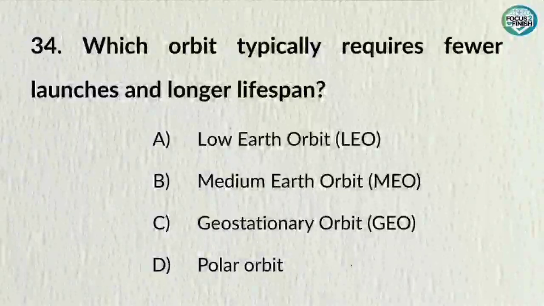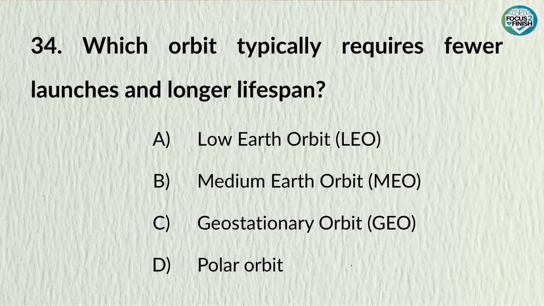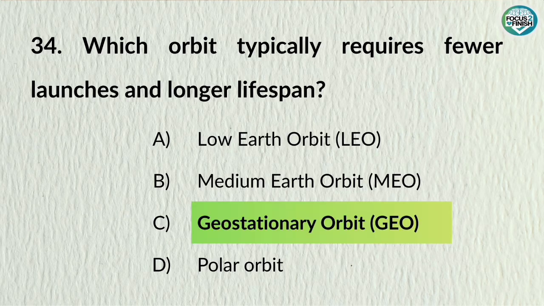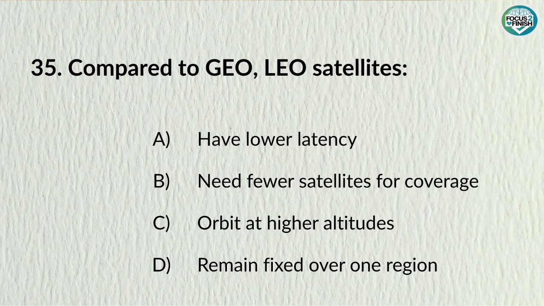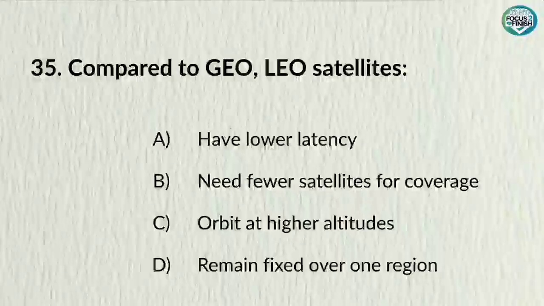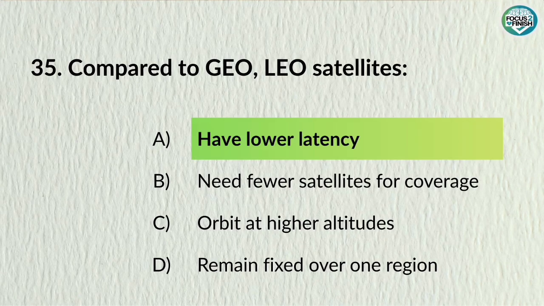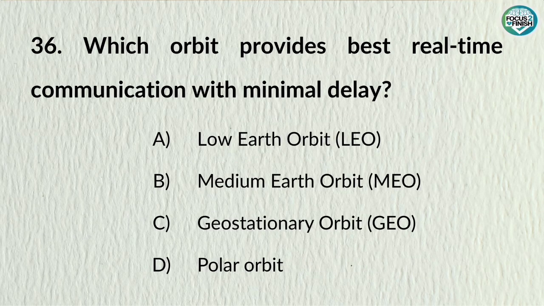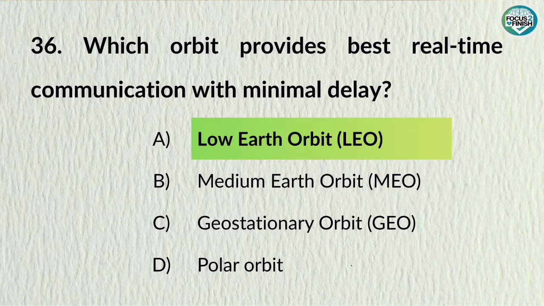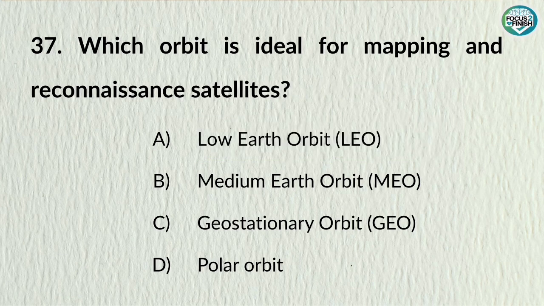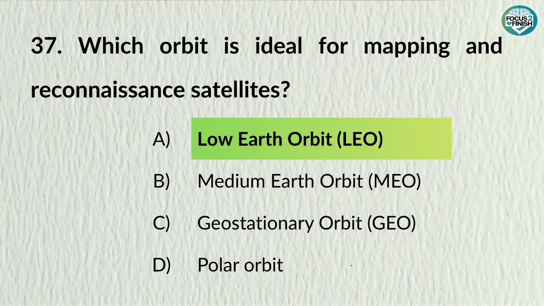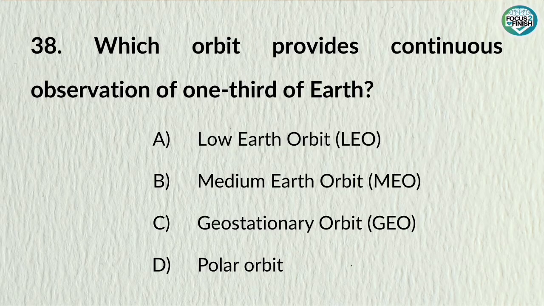34. Which orbit typically requires fewer launches and longer lifespan? Answer: geostationary orbit. 35. Compared to GEO, LEO satellites. Answer: have lower latency. 36. Which orbit provides best real-time communication with minimal delay? Answer: low Earth orbit. 37. Which orbit is ideal for mapping and reconnaissance satellites? Answer: low Earth orbit. 38. Which orbit provides continuous observation of 1/3 of Earth? Answer: geostationary orbit.